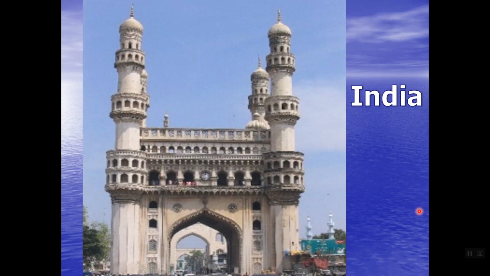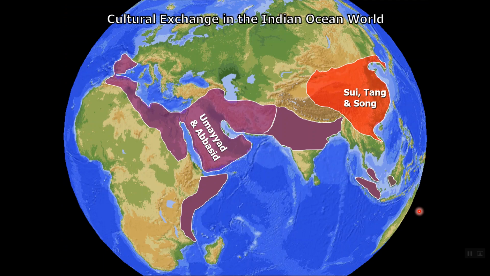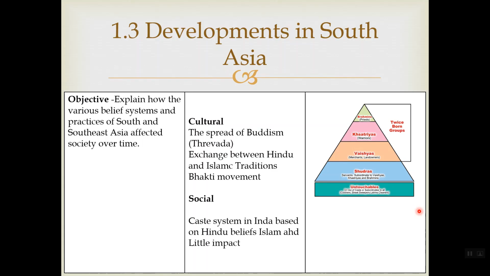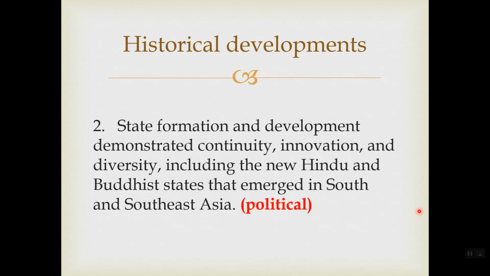In India specifically, here's a mosque, right? Mosque in China. So as I said before, Islam begins to spread. These are cultural beliefs. What about political? Again, here is the historical development according to College Board. State formation developed and demonstrated continuity, innovation, and diversity, including the new Hindu and Buddhist states that emerged in South Asia. So what new Hindu state emerged?